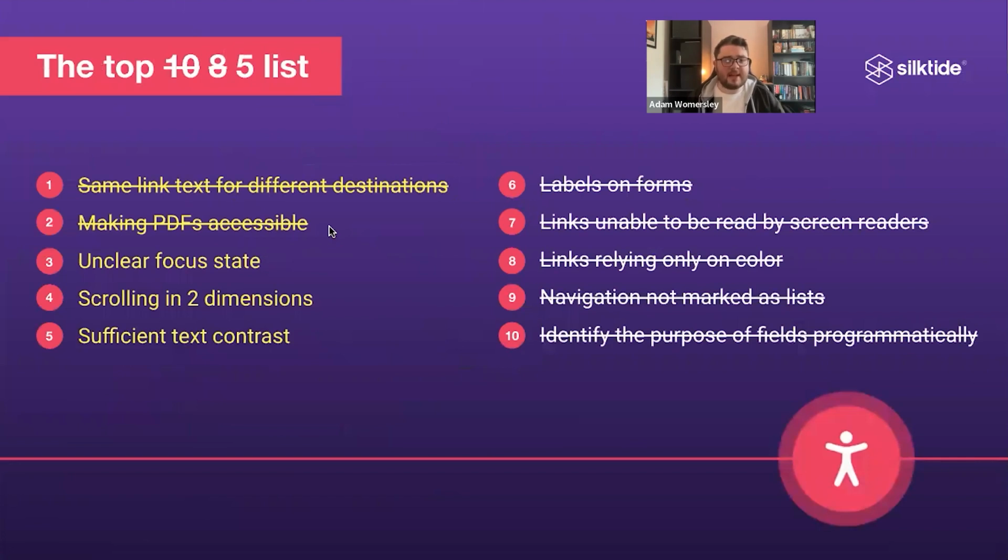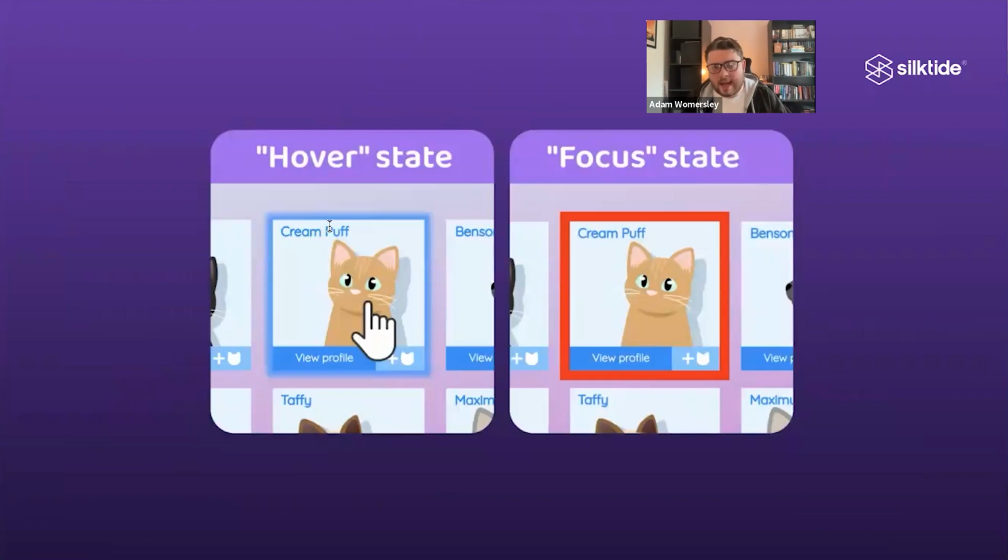So we've ticked off 2. Let's move on to unclear focus states. So if you didn't know, a focus state shows a user what element they currently have selected when they're using keyboard navigation or any alternative to using a mouse. Compare this to a hover state, which is completely different. A hover state is for mouse control.